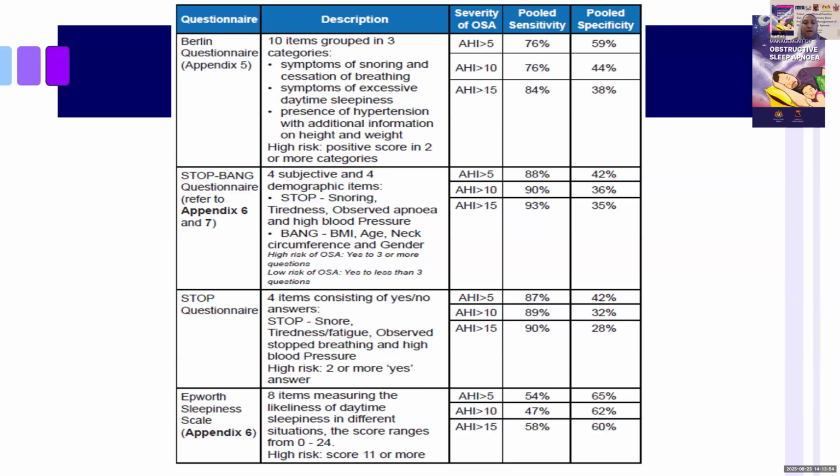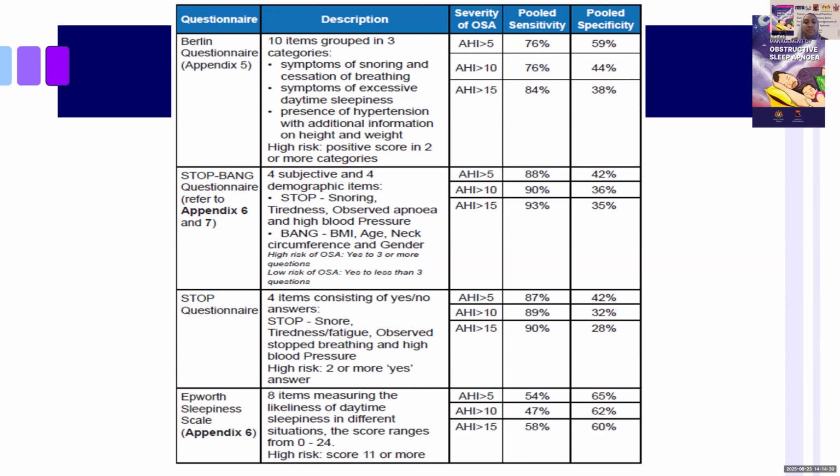A meta-analysis has found that the sensitivity and diagnostic odds ratio of the STOP-Bang questionnaire were higher than the Berlin questionnaire, STOP questionnaire, and Epworth Sleepiness Scale. And it also has high sensitivity and diagnostic odds ratio to detect mild, moderate, or severe OSA. However, the specificity of the STOP-Bang questionnaire was lower compared to Epworth Sleepiness Scale. Hence, the study concluded that the STOP-Bang questionnaire was superior in detection of various severity of OSA in adults compared with the other screening tools. So this table shows the pooled sensitivity and specificity.